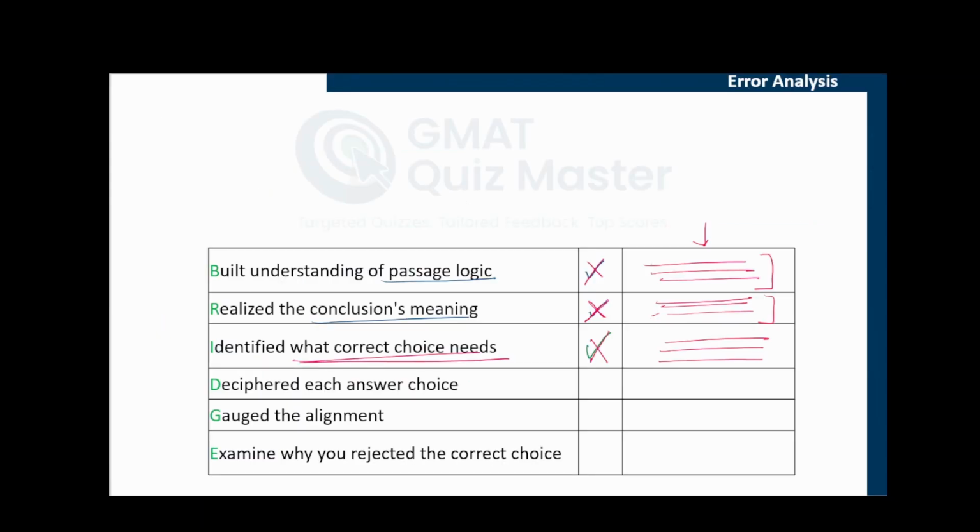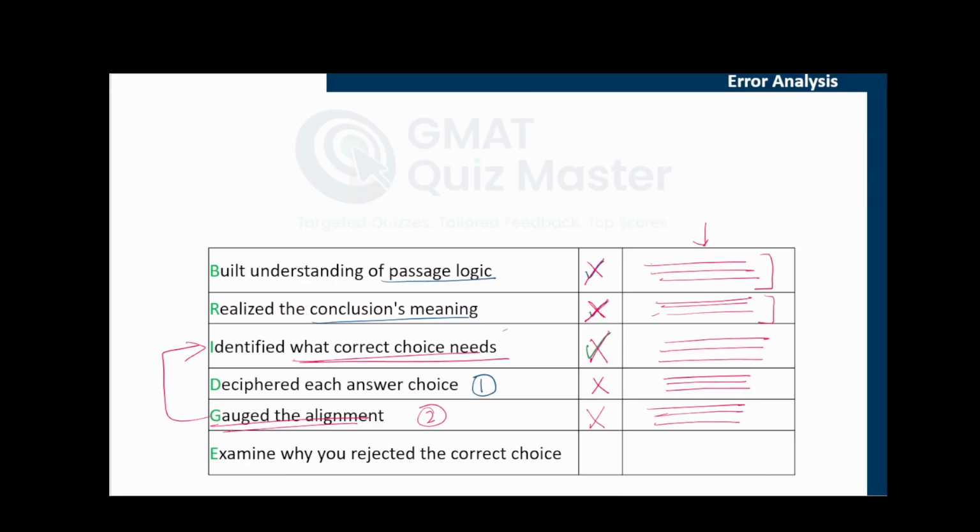Now, with this, let's update our bridge table. If you selected choice A, then was your understanding of the meaning of choice A correct? You could have faltered here. If that was the case, write down the reason. Or did you gauge the alignment? Did you check that this choice matches what the correct answer choice needs to convey? If you did, then you need to understand what went wrong there. If you did not do that, this is the second step of answer choice analysis. If you did not do this, then this is something that you need to incorporate in your process.